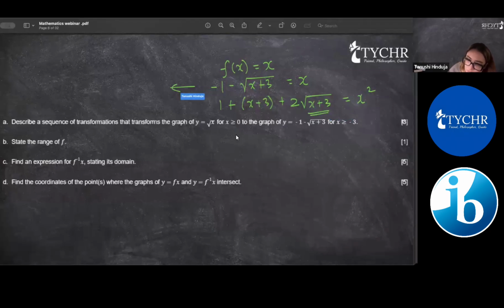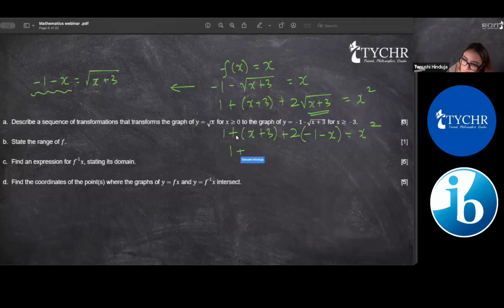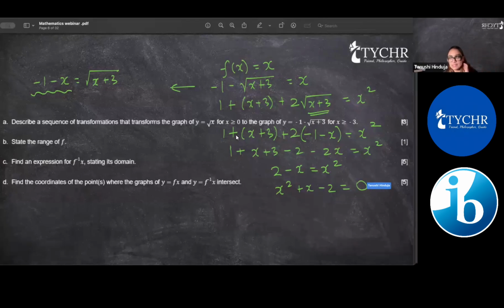So root of x plus 3 can now be substituted. From here, I had minus 1 minus x equals root of x plus 3. So I can replace that over here. So 1 plus x plus 3 plus 2 times, I'm putting this instead, minus 1 minus x, equals x squared. So 1 plus x plus 3 minus 2 minus 2x is x squared. So x squared plus x minus 2 is 0.